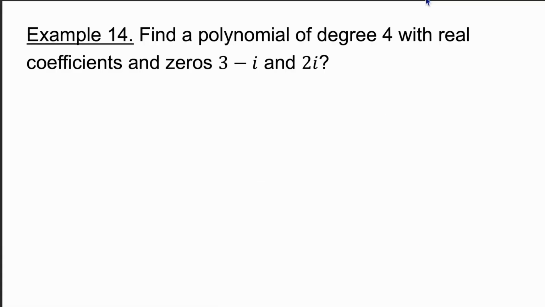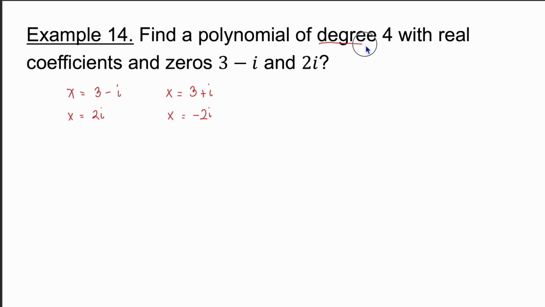So for example, find a polynomial of degree 4 with real coefficients and zeros 3 minus i and 2i. So isulat muna natin yung mga zeros natin. x equals 3 minus i and x equals 2i. Based on the theorem of conjugate zeros, sinasabi niya na yung conjugate ng 3 minus i is also a zero of the function. So that is 3 plus i. Also, the conjugate of 2i is also a zero of that. So we have negative 2i.